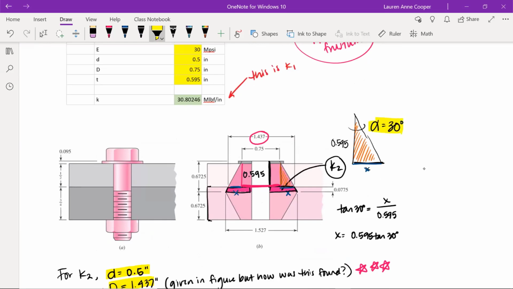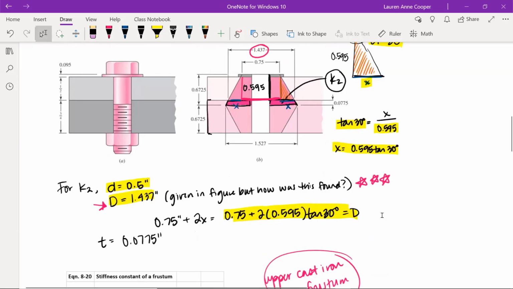So alpha is given in Shigley as 30 degrees, and that's essentially the cone angle, and that's going to be constant for all of the bolted joint problems that we consider. So tangent of 30 degrees equals x over the thickness that we've already found from K1, 0.595. So if we do 0.75, so that's this distance here, plus 2 times x, so here and here, we get our D of 1.437.